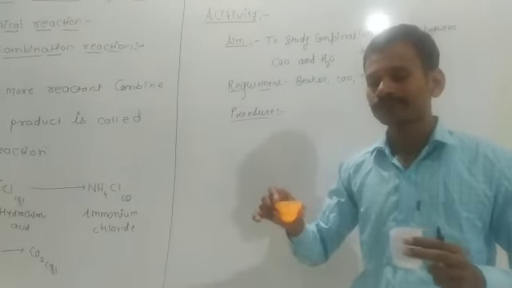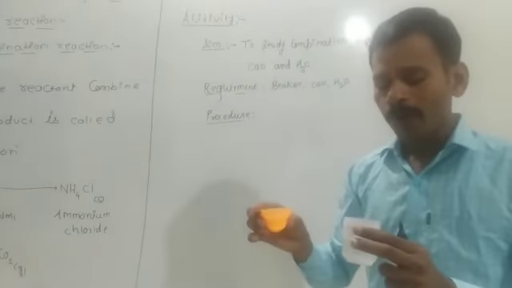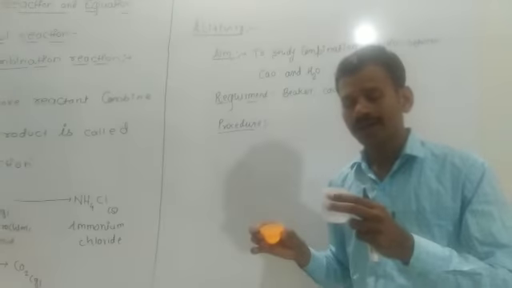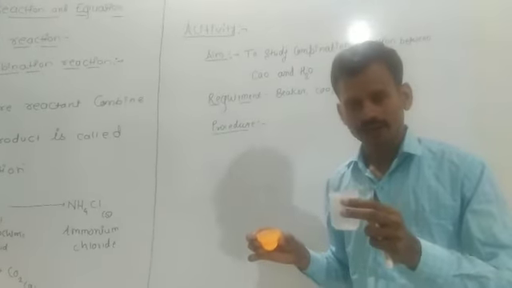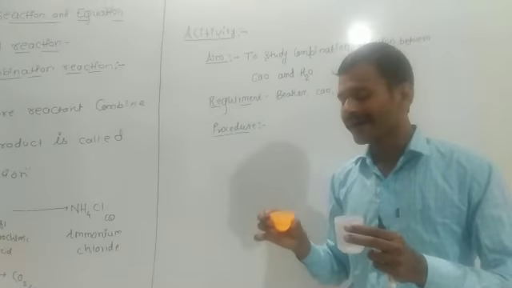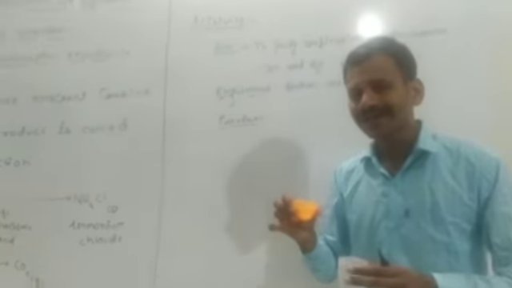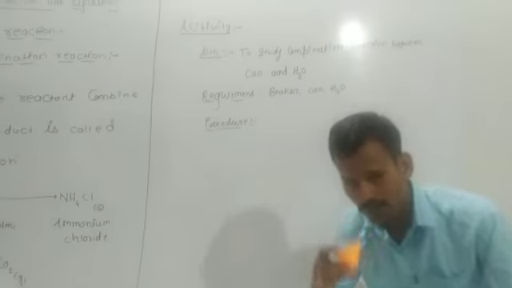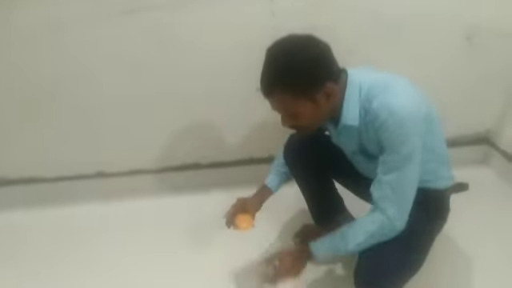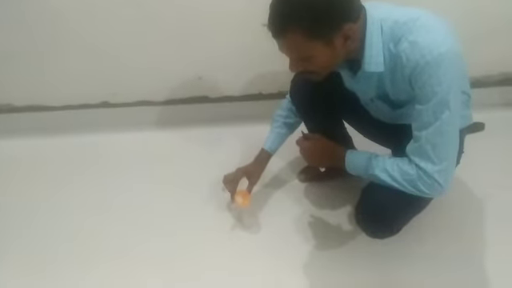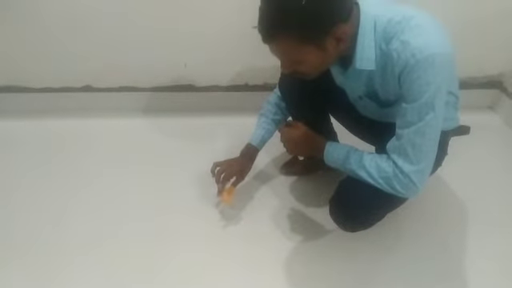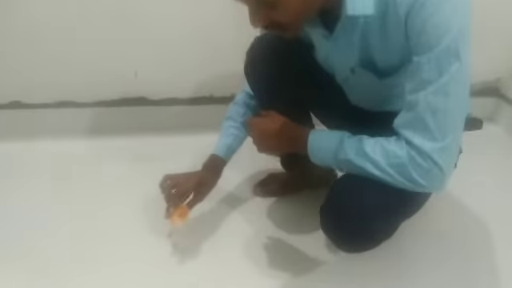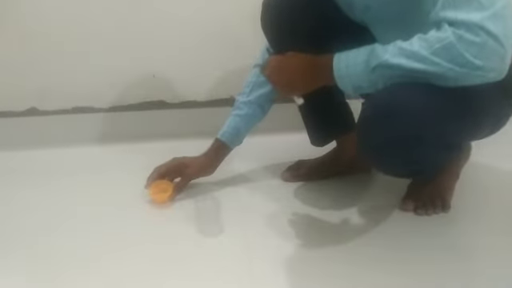So students, we will perform this activity simply. Take water in a beaker and add some amount of calcium oxide to the beaker. Then we will observe what happens in this reaction.